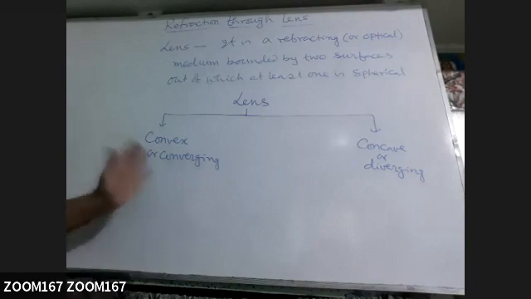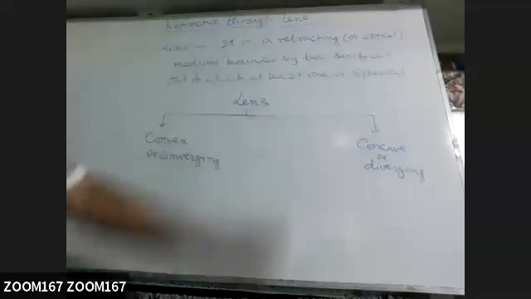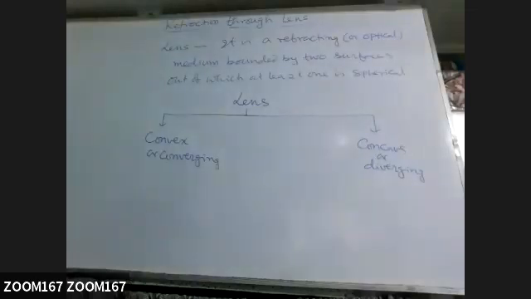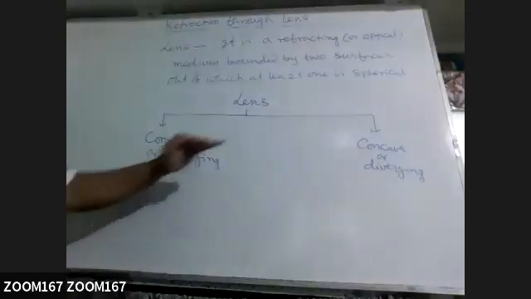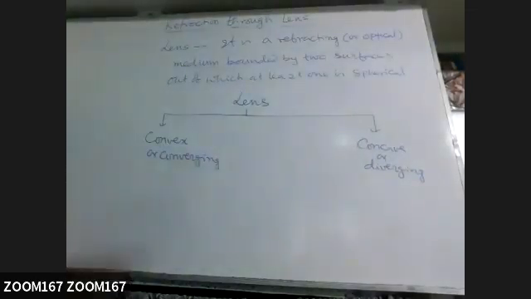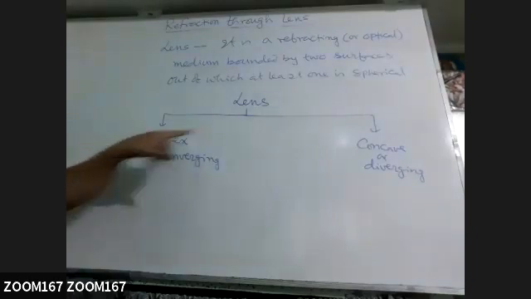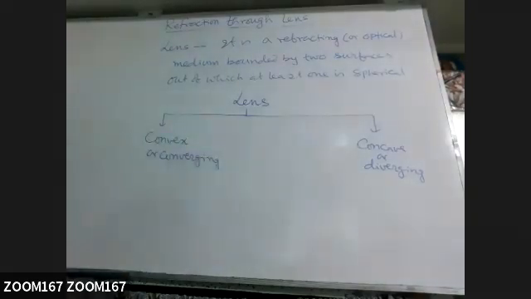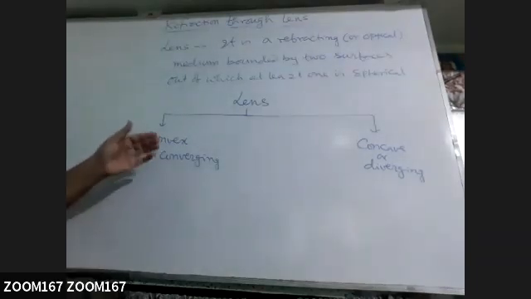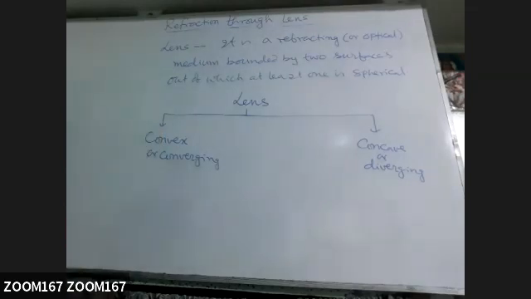So this is converging action, and that lens will produce diverging action. According to action, we are giving converging and diverging name. According to the shape, we are giving convex and concave name. In convex, what will be? The surface will be bulging out. That is, thickness will be maximum at the center and minimum at the periphery.